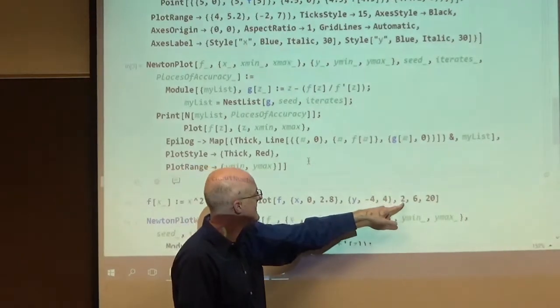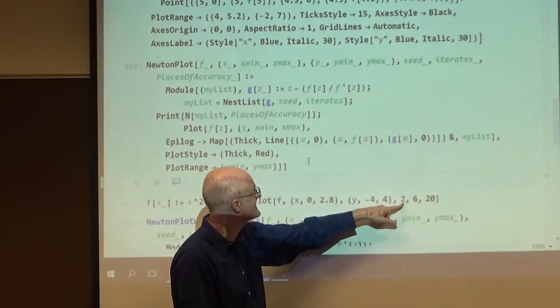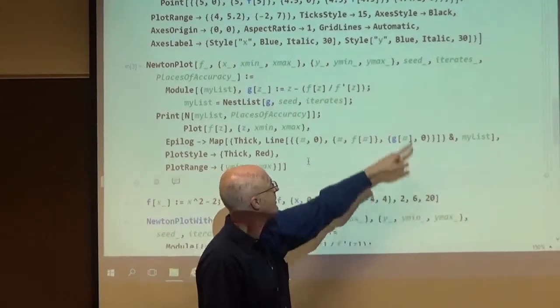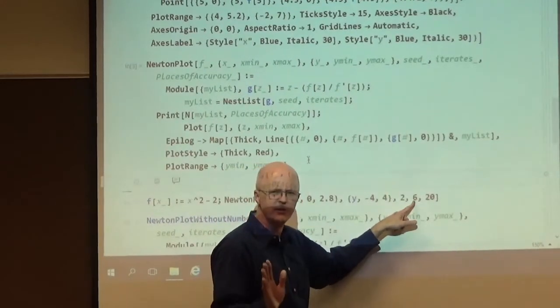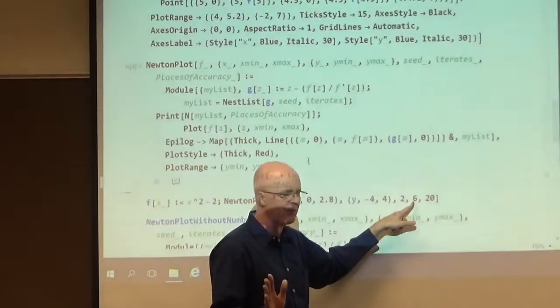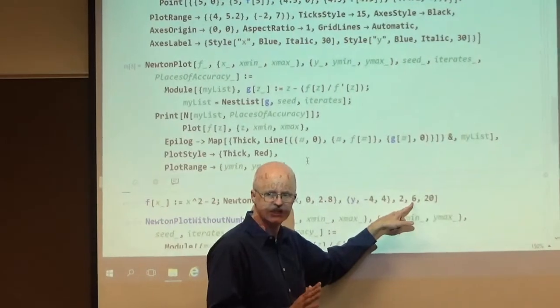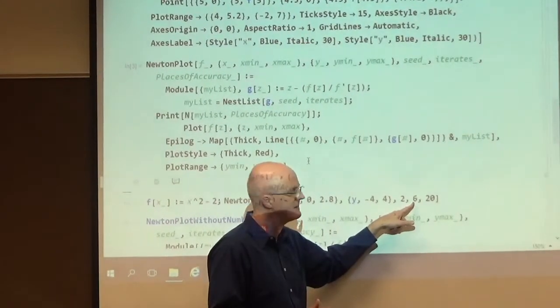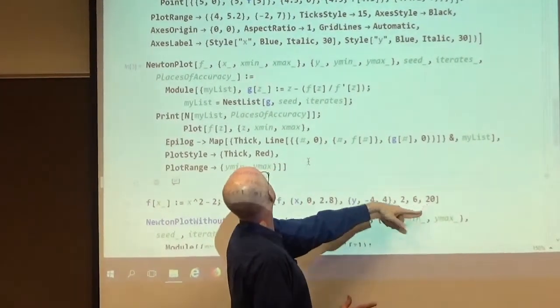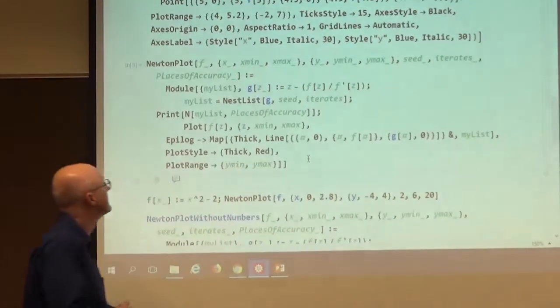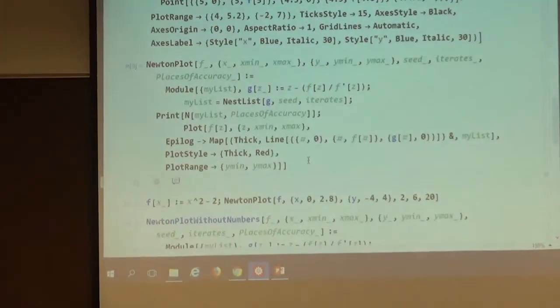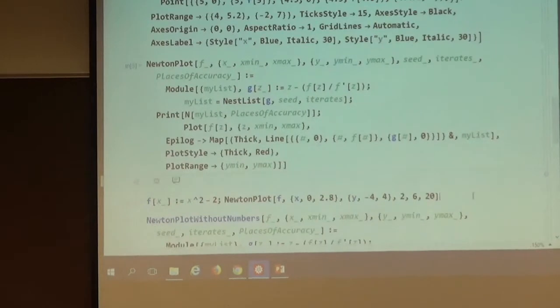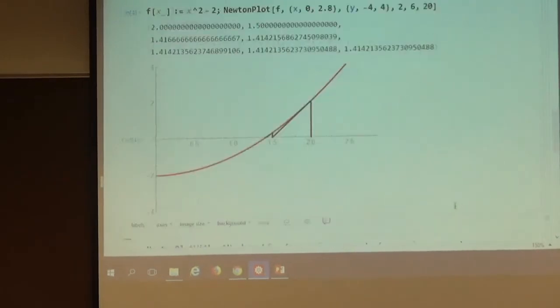This number is the seed. 2 is my initial guess. That's x0. 6 is the number of iterates. By the way, when you use this in the project, I would recommend not going past 6. It tends to stall once you go past 6. And then 20 is the number of places of accuracy in our estimates. And when you enter this, you get some numbers and you get a picture of the NewtonPlot.